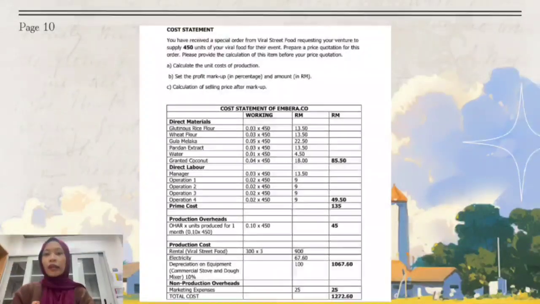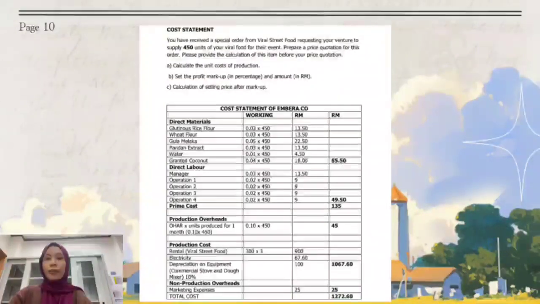First, we calculate the direct materials cost. In the working column, each material cost is multiplied by 450 units. For example, glutinous rice flour is calculated as 0.03 ringgit multiplied by 450 units, which equals 13 ringgit and 50 cent. The same calculation method is applied to all material. When added together, the total direct material cost is 85 ringgit and 50 cent.